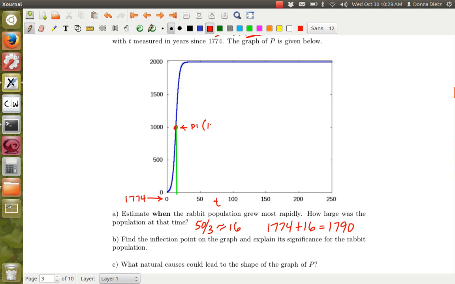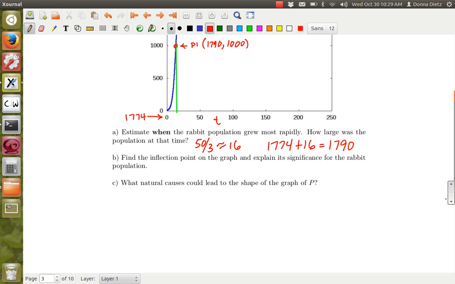Okay, so it's 1790, 1000, or if you want to label it as 16, 1000. Those are both valid. Okay, so what's the significance?